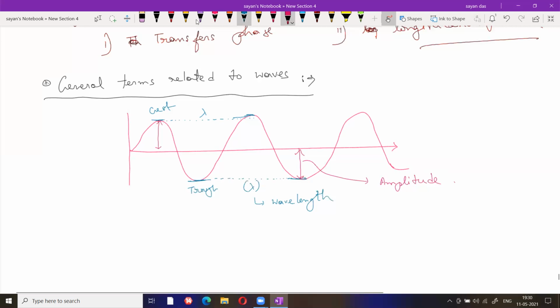Suppose at a particular point, in 1 second how many waves can pass? It can be this way, it can be anything. The number of waves passing a particular point in a particular second is called frequency. So the general terms of wave are: first the wavelength, second the amplitude, third the frequency, then wave number, and the velocity. I will do all the parts.